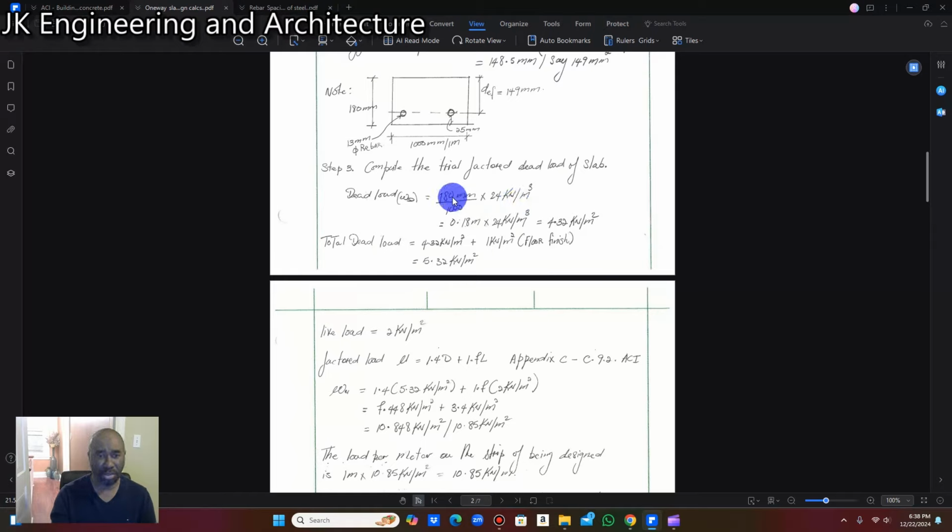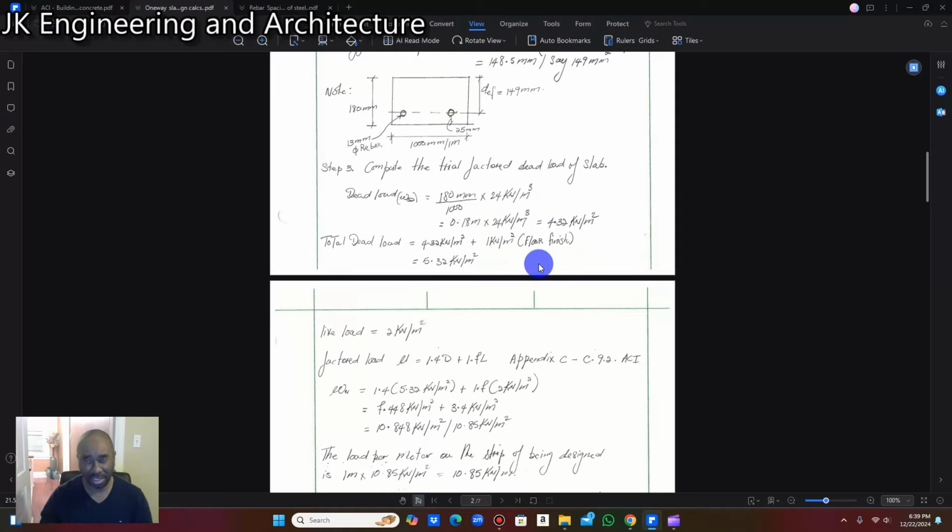And when we do that, we bring that 180 millimeters to meters, which is 0.18 meters times 24 kilonewtons per meter cube, and we get a load of 4.32 kilonewtons per meter square. So the total dead load now is 4.32 kilonewtons per meter square plus 1 kilonewtons per meter square, and this 1 kilonewtons per meter square is for our floor finish.